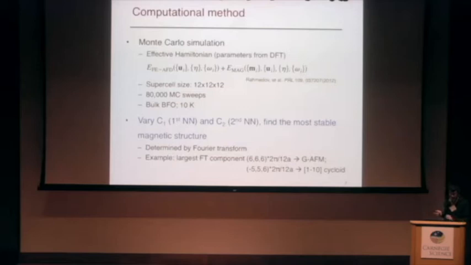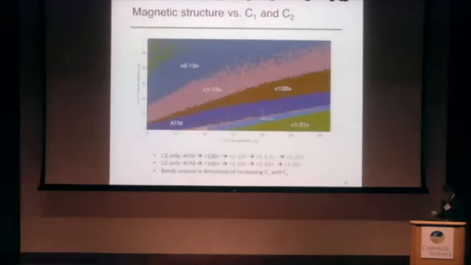What we did is vary C1 and C2, these two parameters, independently. C1 is for the first nearest neighbors, and C2 is for the second. For each pair of C1 and C2, we find the most stable magnetic structure, and this magnetic structure is determined by performing the Fourier transform.